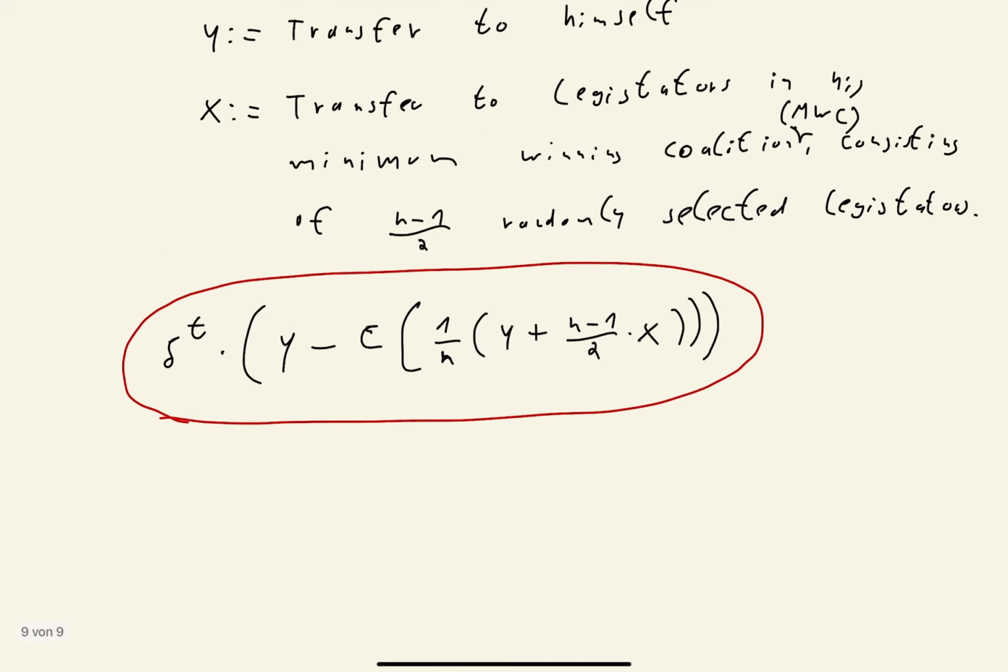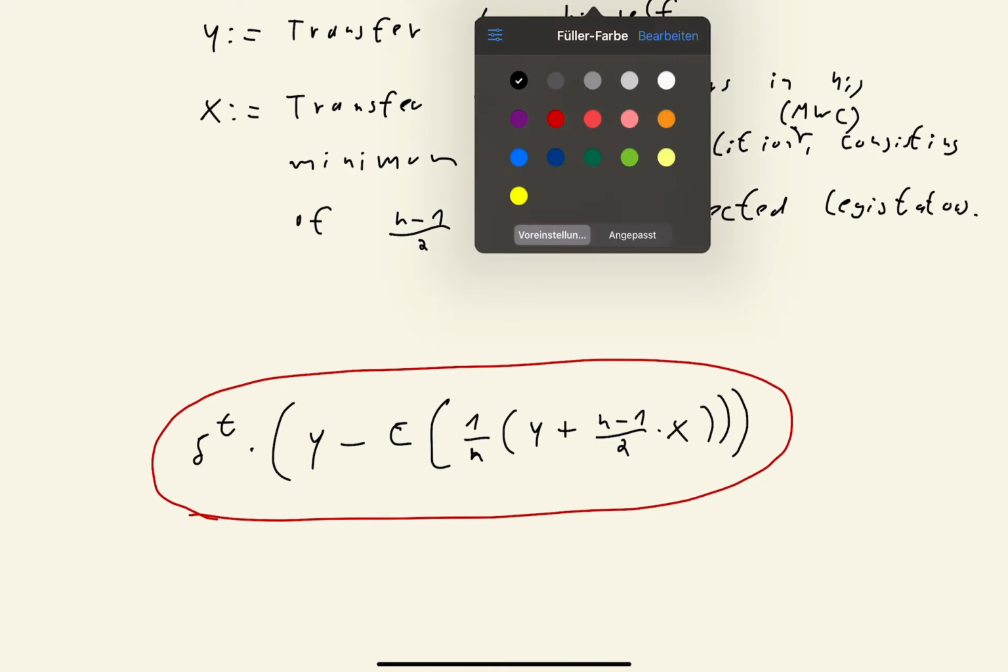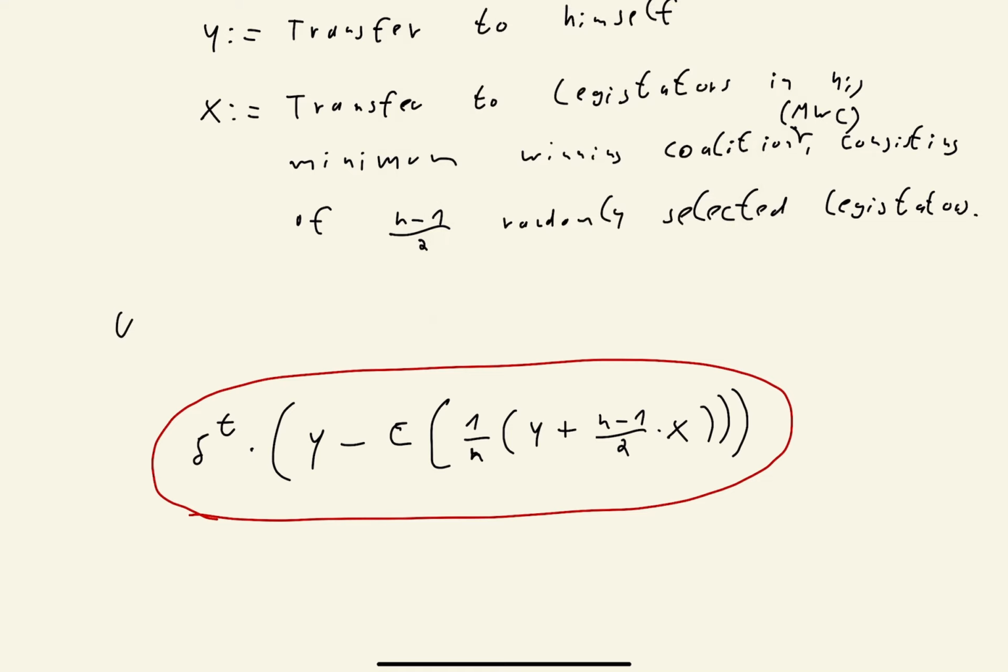Now, just one second, sorry. So I didn't write anything here. So this is the utility of proposer I.